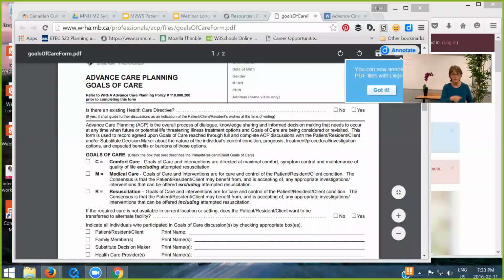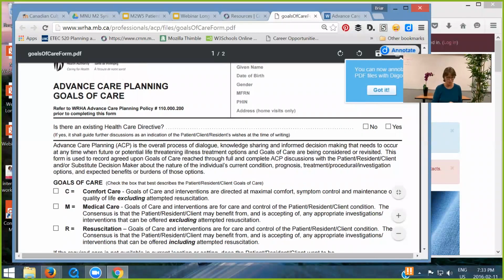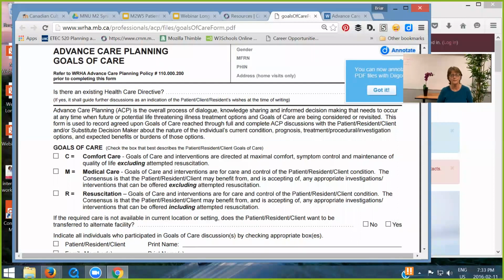This is from the Winnipeg Regional Health Authority. In the top right-hand corner, you would put your addressograph or whatever you have. And it's called Advanced Care Planning. Goals of care. So here they have the goals of care, and it says comfort care, medical care, resuscitation. You would be explaining these things to the patient or their proxy, whoever is speaking for them if they can't speak for themselves. That's your job, to do education on these things.